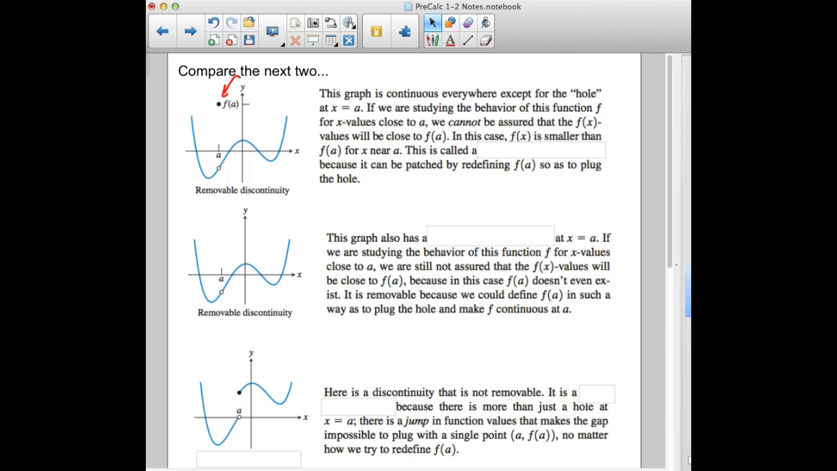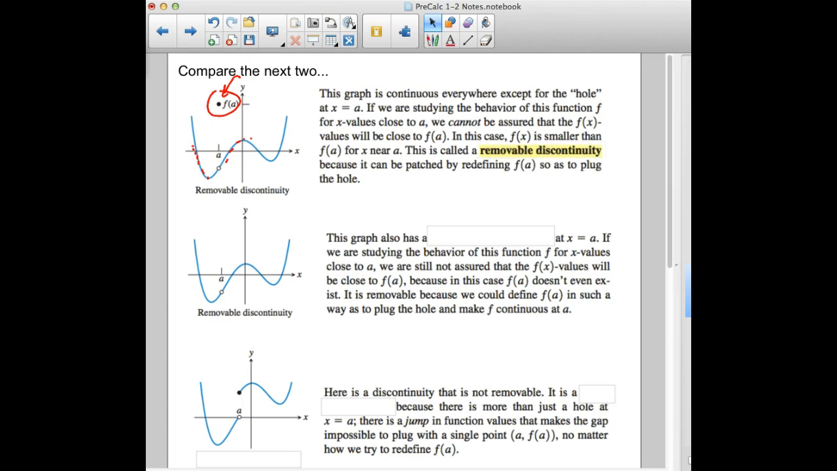The first one, it says this graph is continuous everywhere except for that hole at x equals a. If we are studying the behavior of this function f for x values close to a, we cannot be assured that f of x values will be close to f of a. In other words, if we start following along like we were doing on the other one, we aren't getting to f of a. F of a is way up here. So our values on this one are much lower than where f of a would be located. In this case, f of x is smaller than f of a.